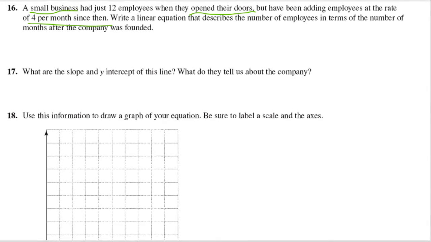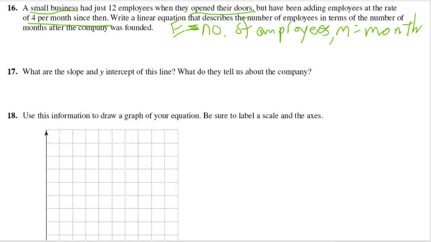So write a linear equation that describes the number of employees in terms of the number of months after the company was founded. So I know I need employees, m equal months. So I'm going to start off. I like to start off with the, well, I'll start off, we know we're going to calculate the number of employees. So I'll say E equals.